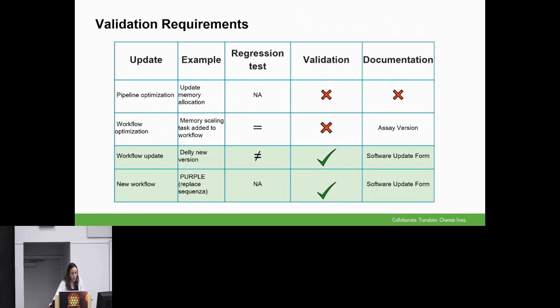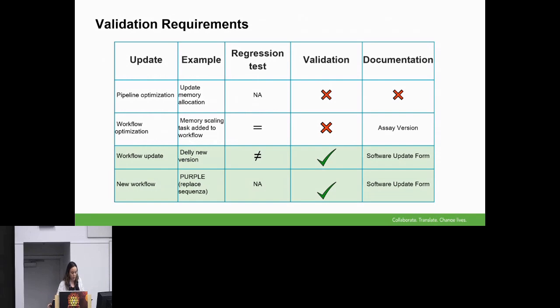The first example that I put here is pipeline optimization. So in this example here, if we update the memory allocation of a workflow, we don't require it to do any validation as it wouldn't affect the data. The second example that I added here is workflow optimization. So again, this would be a memory scaling task that was added to a workflow, for example. And we have implemented in our workflow development regression testing, and that allows us to test the workflow on a small data set. So if we don't see any change in the regression test, then we're confident that we don't need validation, as well as we know that the type of change would not affect the data.